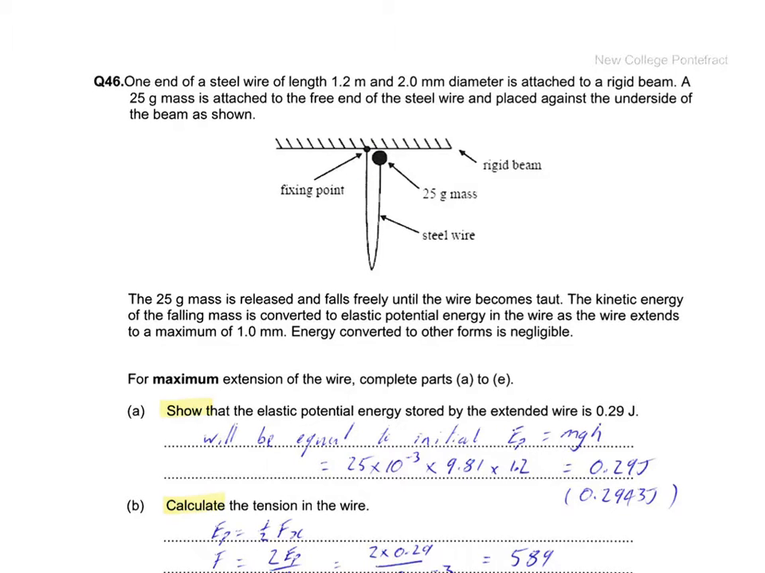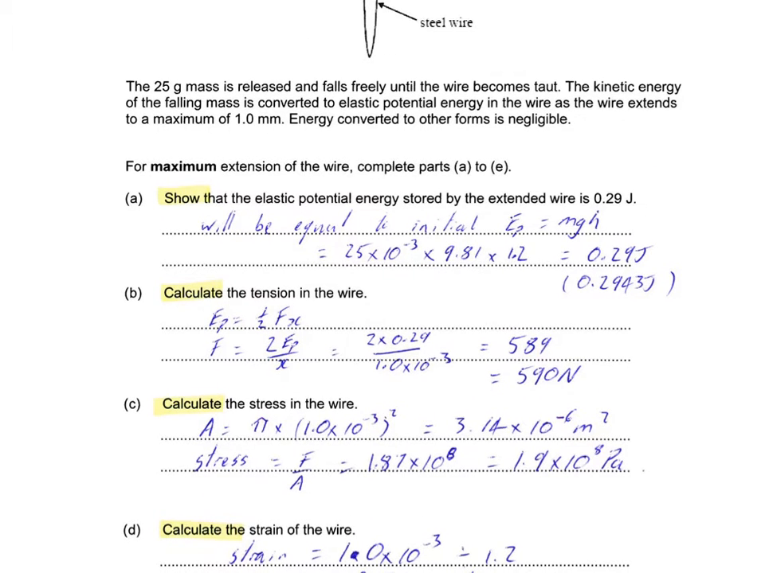The 25 gram mass is released and falls freely until the wire becomes taut. The kinetic energy of the falling mass is converted to elastic potential energy in the wire as the wire extends to a maximum of 1 millimeter. Energy conversion to other forms is negligible. So for maximum extension of the wire, completes parts A and B.